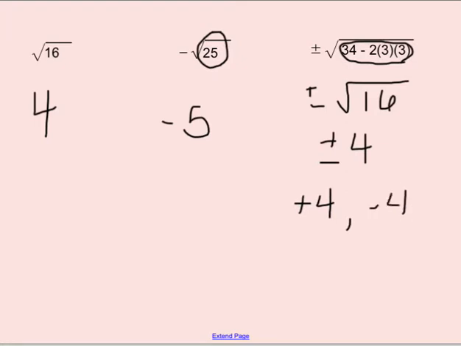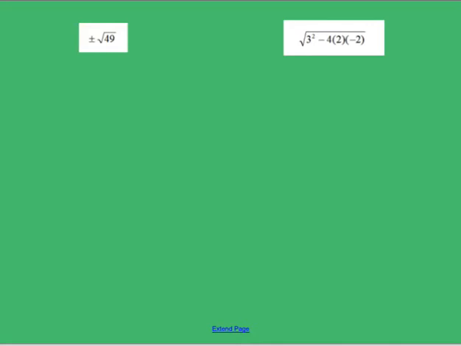Let's take a look at a couple more. The square root of 49 is 7. Again, you could type that into your calculator using the square root key. Once you take the square root, you don't have to have the square root symbol anymore. So we can immediately write 7, and then we have plus or minus 7. That means our answer can be positive 7 or it could be negative 7.